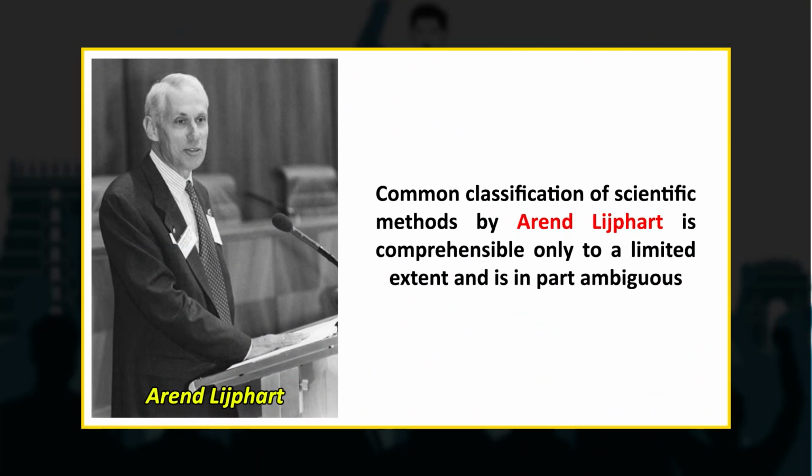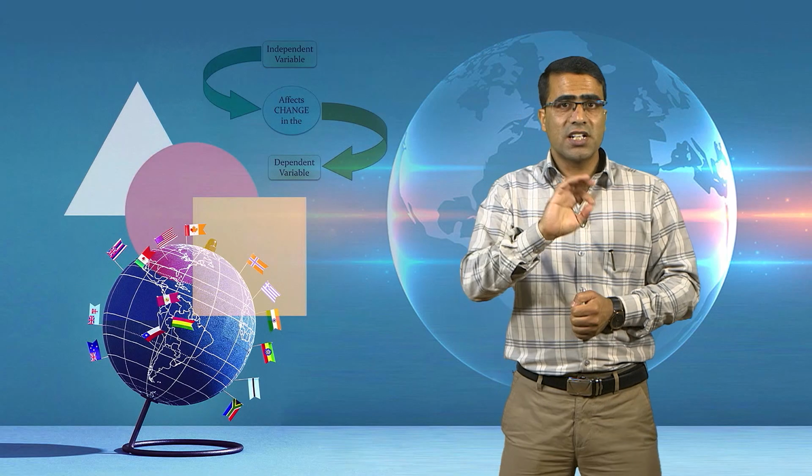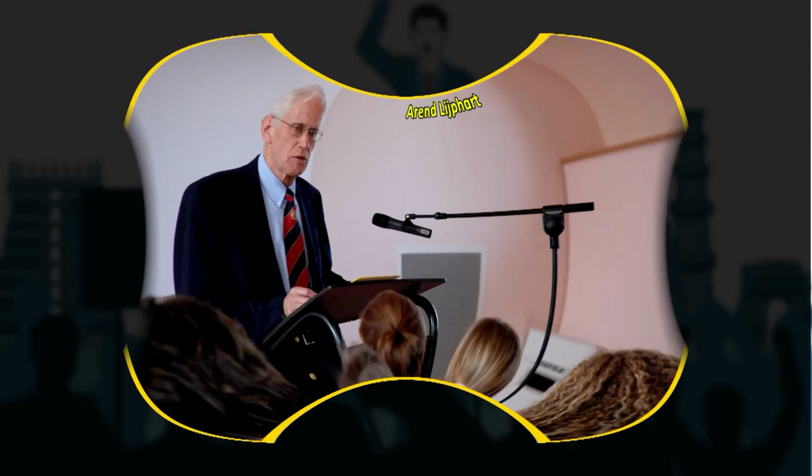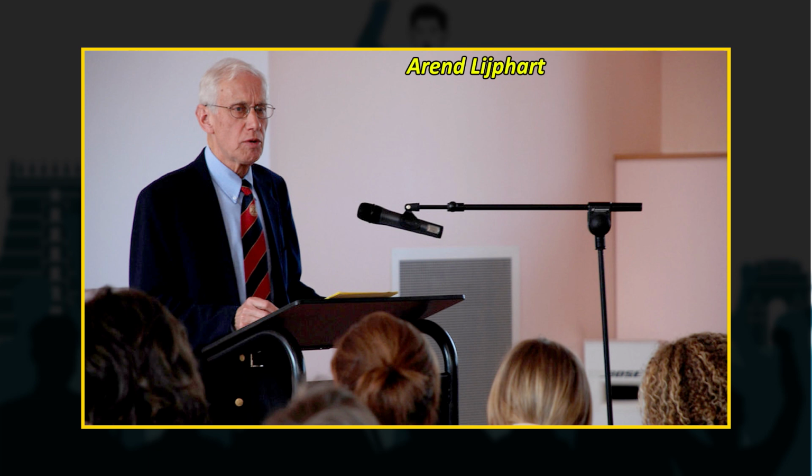It may be noted that the common classification of scientific methods by Arend Lijphart is comprehensible only to a limited extent and is in part ambiguous. He distinguishes between experimental and non-experimental methods. Among the non-experimental methods which are applied in comparative politics in particular, he differentiates between statistical and comparative method as well as the case study. The difference between the statistical and comparative method is challenging. Particularly, describing the statistical method as an independent procedure is a bit problematic.